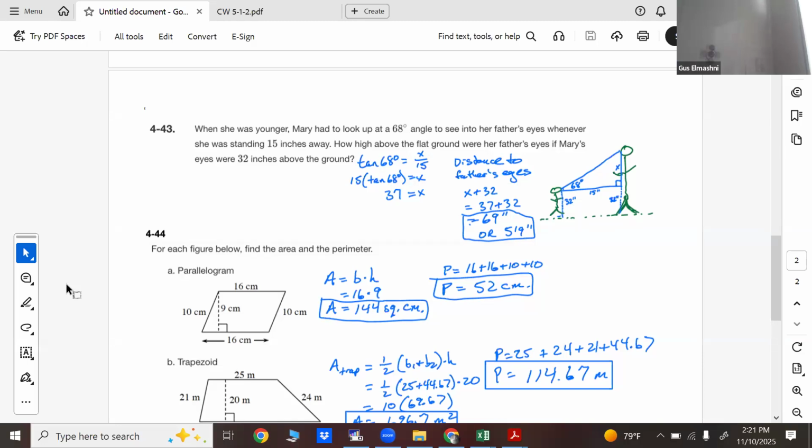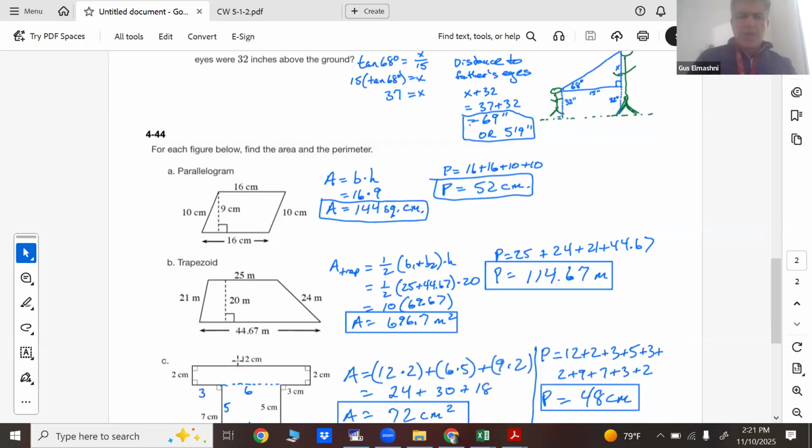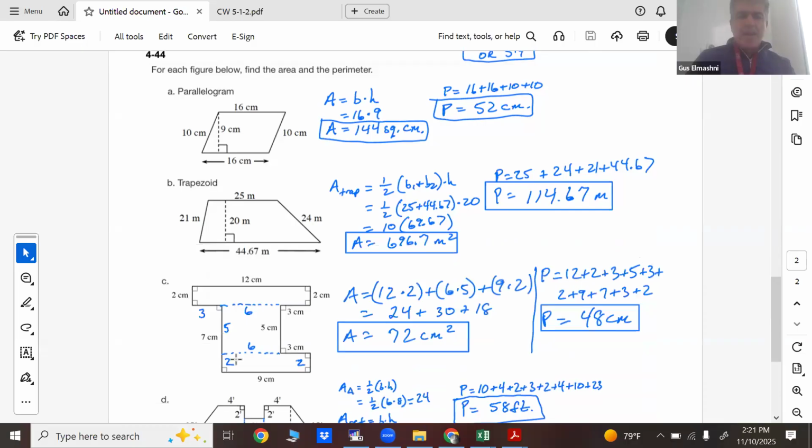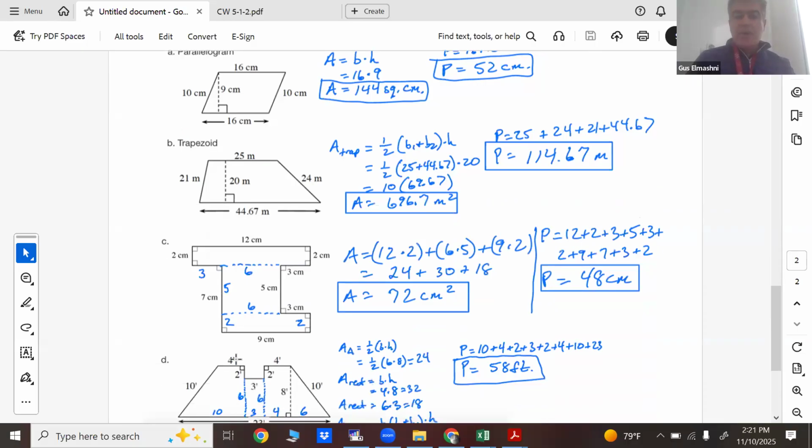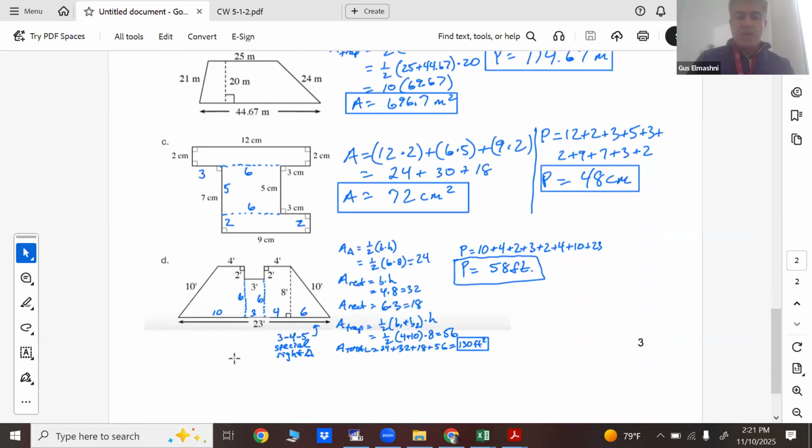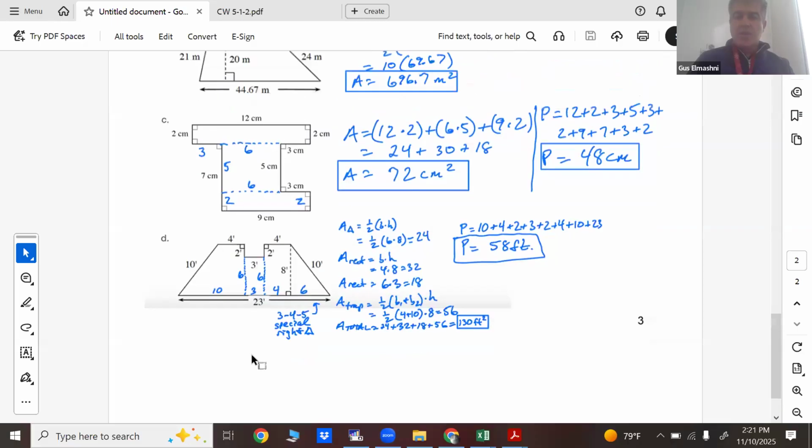For 444, that's just old school stuff like area of parallelograms, base times height. Area of trapezoids, 1/2 b1 plus b2 times h. The funky one there, just chop them into recognizable shapes. For D, chop them into recognizable shapes, 2 trapezoids and a rectangle in the middle. Work it out individually. Should get all those answers.